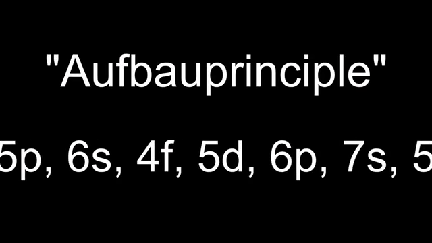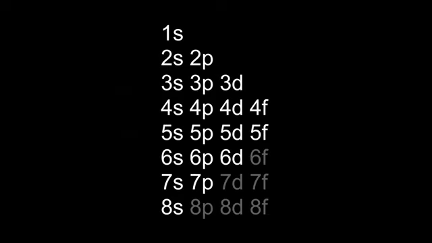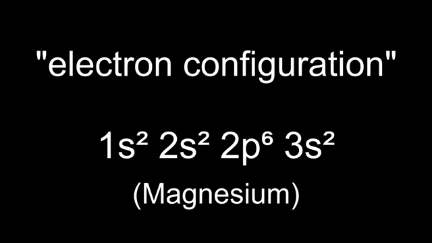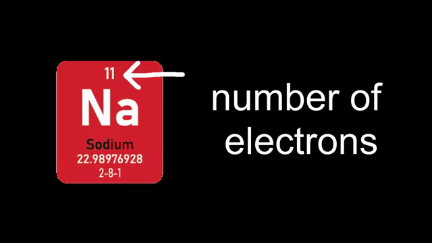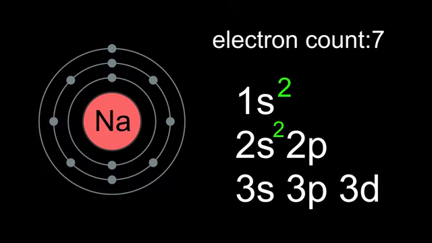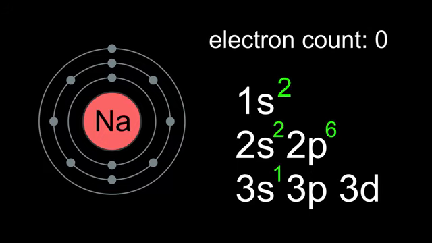Every element has a different number of electrons that fill up these orbitals, and the different subshells and orbitals are filled in a specific order called the Aufbau principle. Just write down the subshells like this and draw diagonal lines from top right to bottom left. To get an electron configuration, just look up the number of electrons of the element in the periodic table and fill up the subshells in this order until there are no electrons left. This would be the electron configuration of sodium.